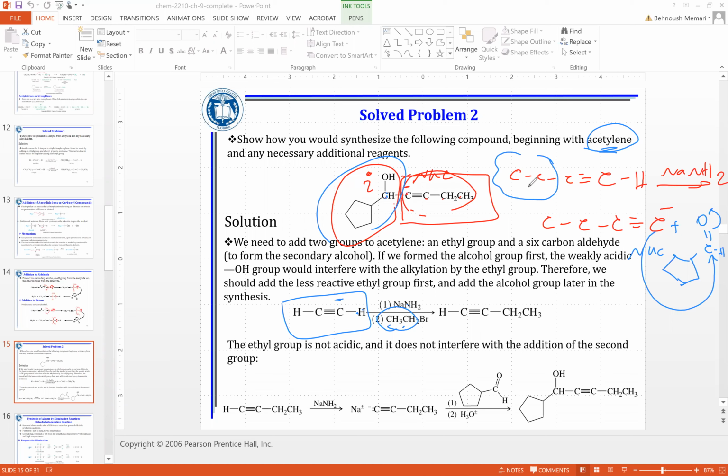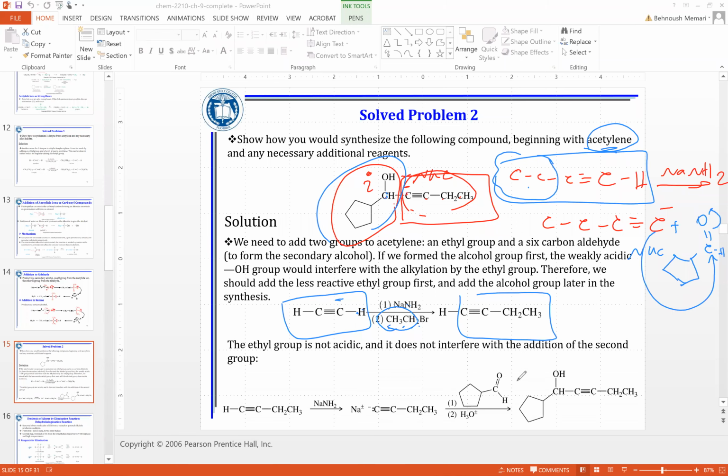You have to see how many carbons are missing from what you need compared to acetylene. 2 carbons are missing, that's why you're using ethyl bromide. If 3 carbons were missing, then you would use propyl bromide. Basically you have to go like a retrosynthesis and find out you need the 4 carbons. 2 carbons are coming from acetylene, the other 2 carbons must come from the alkyl halide.